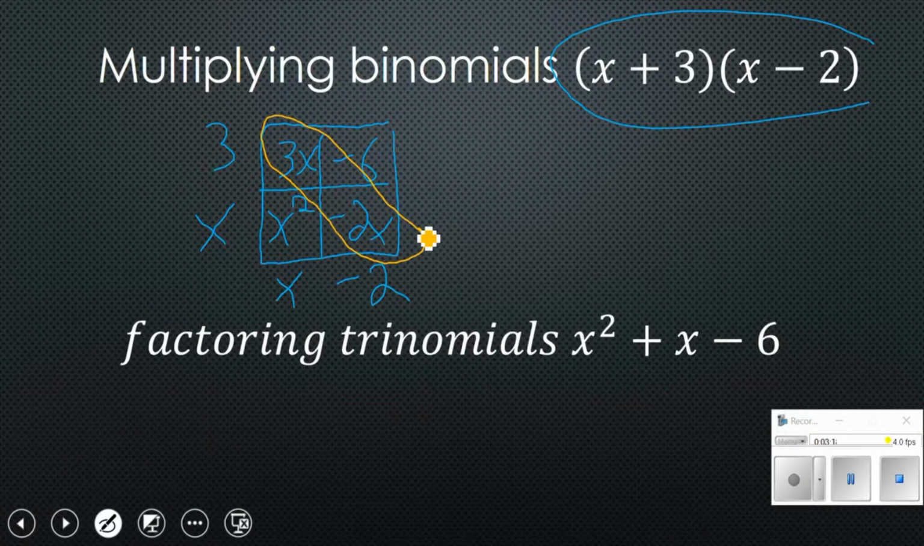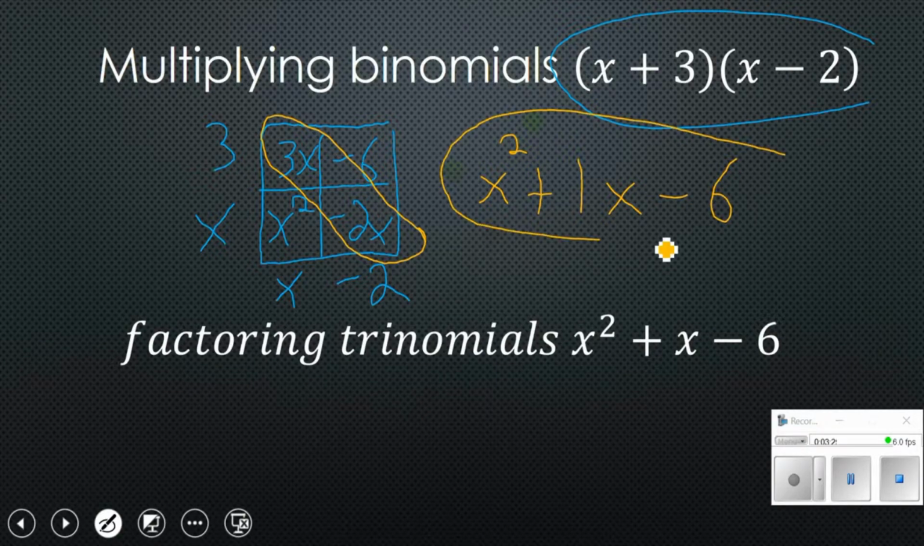We have 3x plus negative 2x, which is going to give us 1x. And then we just bring our other pieces over. So we have x squared plus 1x minus 6. Notice again, I'm going to call this an addition problem. And we started with a multiplication problem, because remember, parentheses mean multiplication.